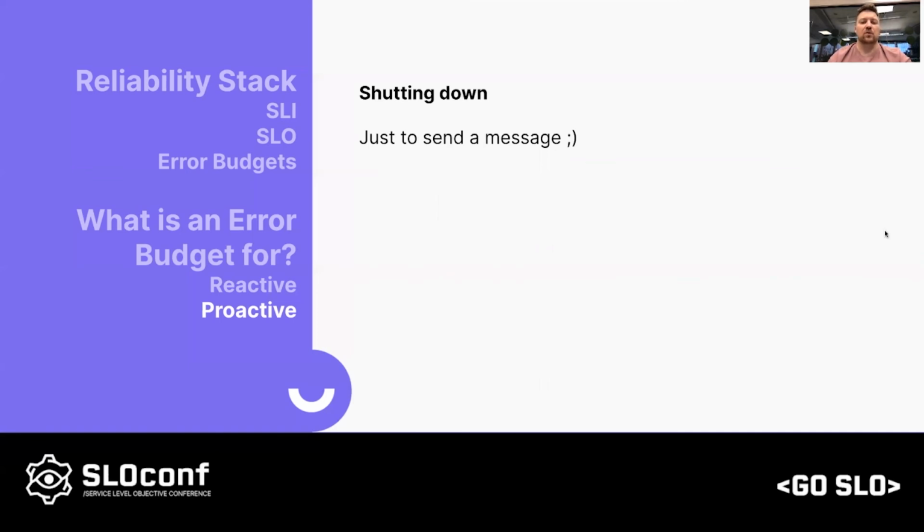And the last one I want to mention is shutting down. In case you don't want to do any of the mentioned ways of burning the error budget, you can always just shut down your service for a period corresponding to your error budget surplus. You know, to send the message not to have expectations too high.